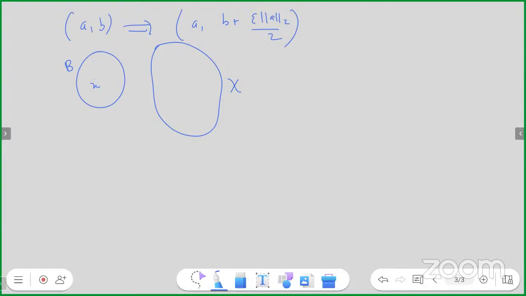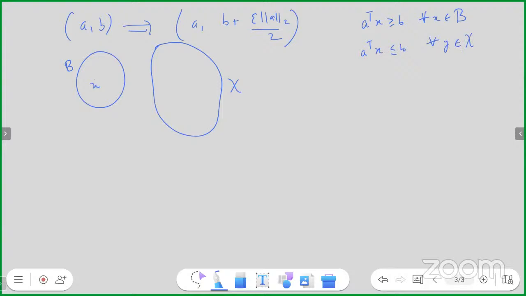If you are not convinced, then let me know. So what did the theorem tell us? There's some property of A comma B, right? What is that property? That A transpose x was greater than or equal to b for all x in B, and A transpose y is less than b for all y in chi. This is what is given to you.